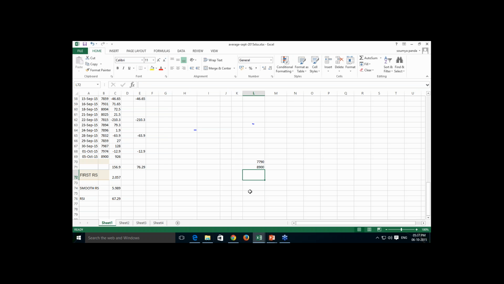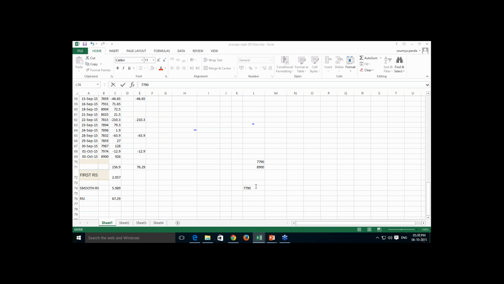So say this is the uptrend maturation point, uptrend as per the RSI, 8900, and 7790 is the downtrend maturation point. So currently you are at a specific point. After doing this particular calculation, from this downtrend, wherever it is mature, 7790, to 8900, how many points is it scaling? Near about 1100 points it is scaling.